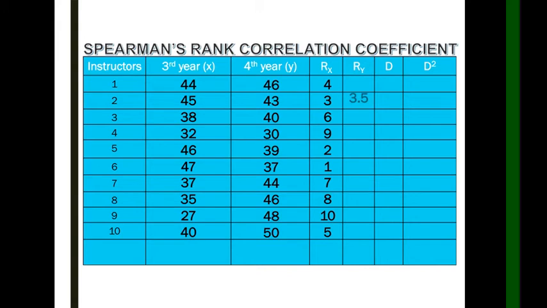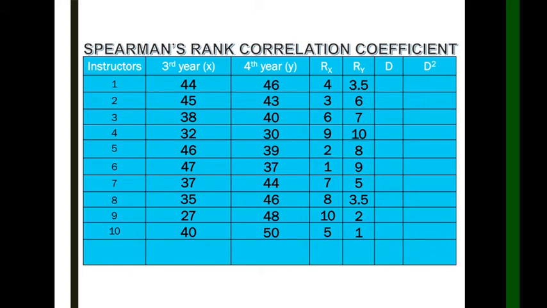Now, for the fourth year, Y, we have 3.5, meaning there is a tie here. I think there is another 46. That is instructor number 8. Then 6, 7, 10, 8, 9, 5, 3.5, 2, and 1. 50 is the highest for the fourth year students.